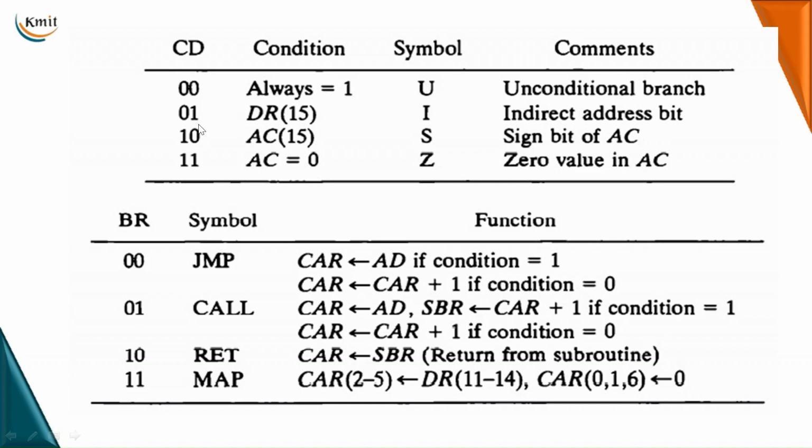Next 01, the indirect address bit. Whenever the 15th bit of the data register is set, it means that it is an indirect address. In that case, the indirect bit is set to 1. Next comes 10, the sign bit. The sign bit will be set to 1 when the 15th bit of the accumulator is 1. In case of 11, it means the status condition Z.